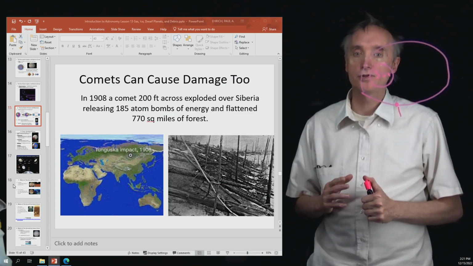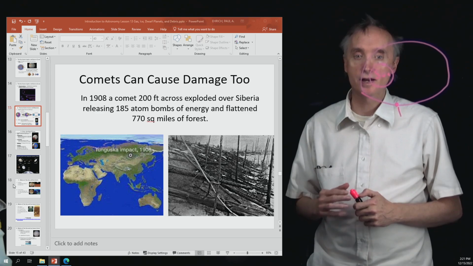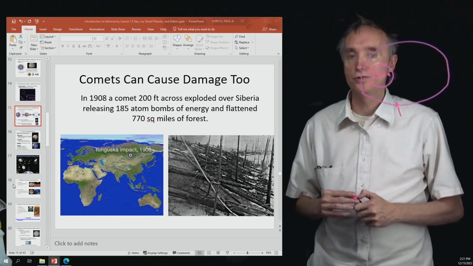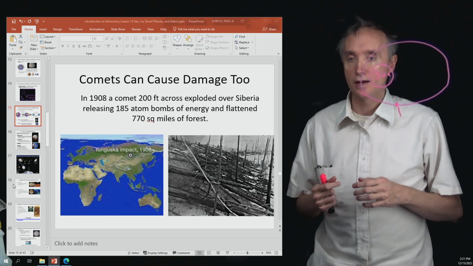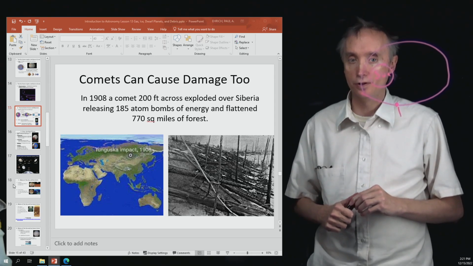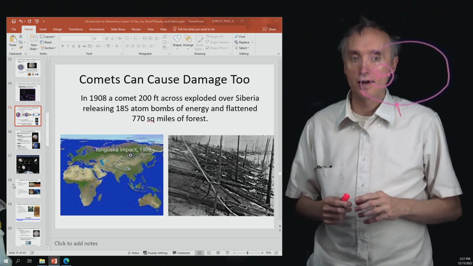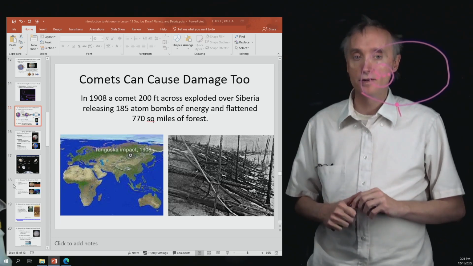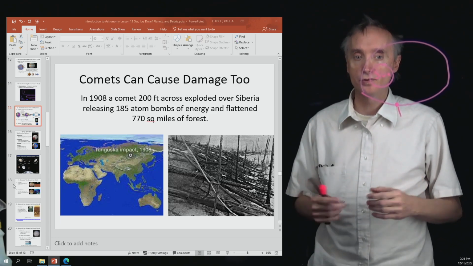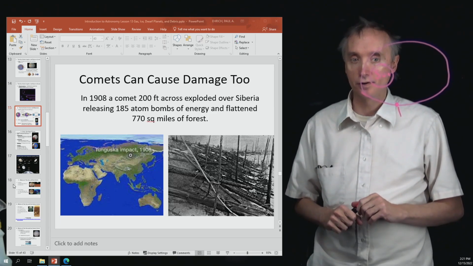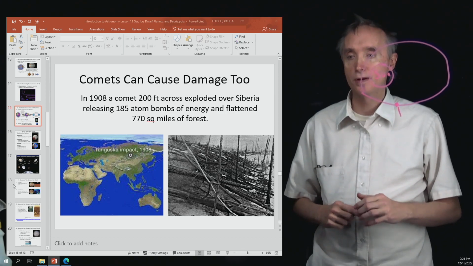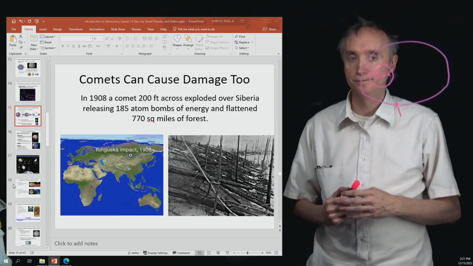Then it was something like 2 years later that a scientific party was able to make it to the place where this comet exploded, and they photographed it. You can see those trees there, knocked over like toothpicks 2 years later, and still a tremendous amount of damage was caused by this comet.